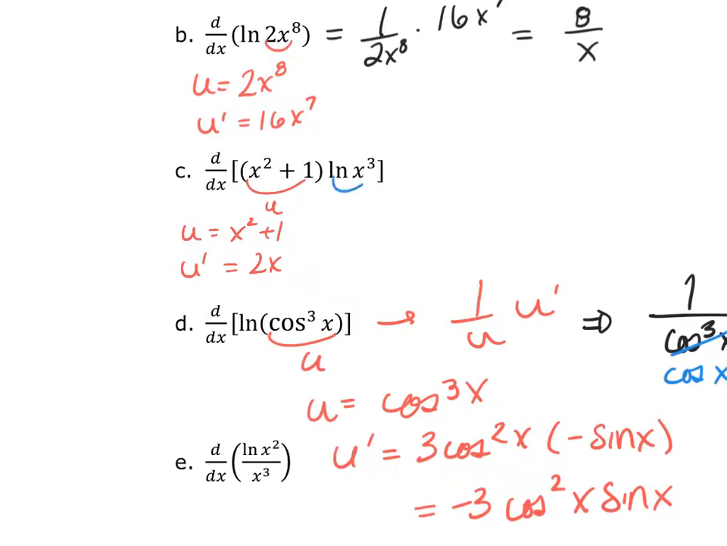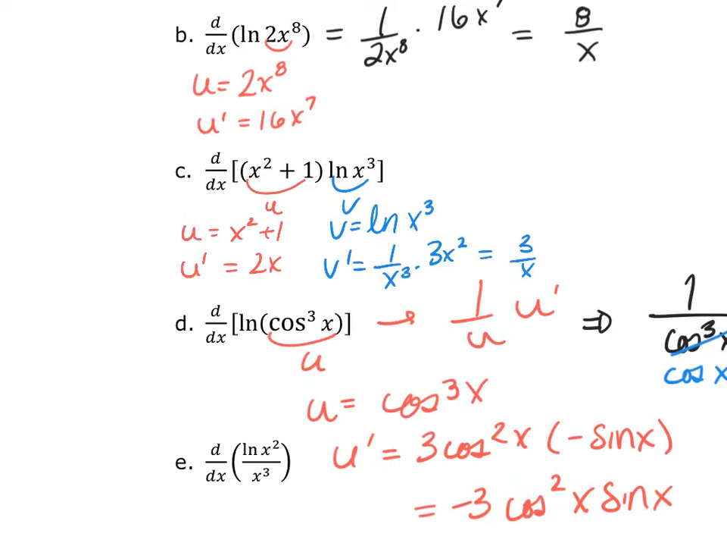Then I'm going to label this v. So v is equal to the natural log of x to the third. V prime is going to be 1 over x to the third, multiplied by the derivative of x to the third, so that is 3x squared. So in other words, I get 3 over x.